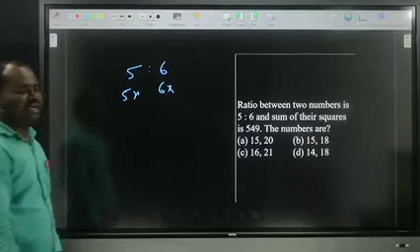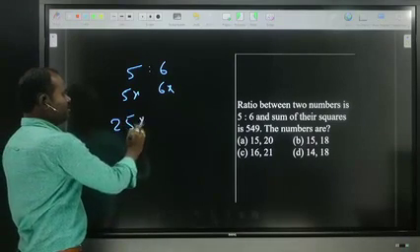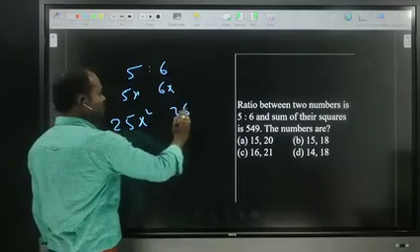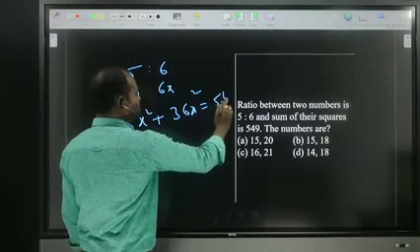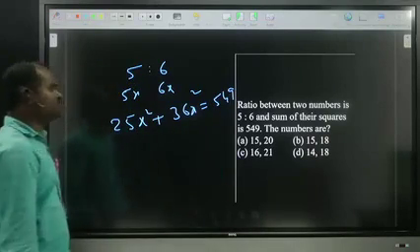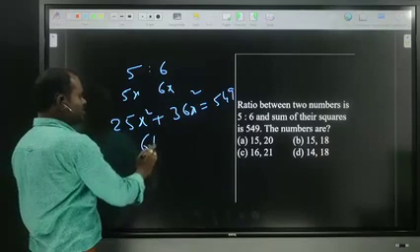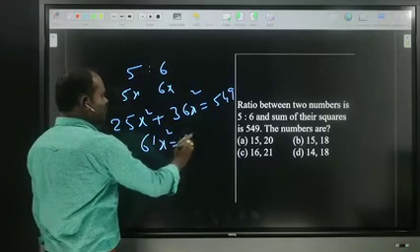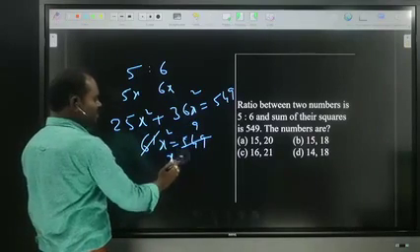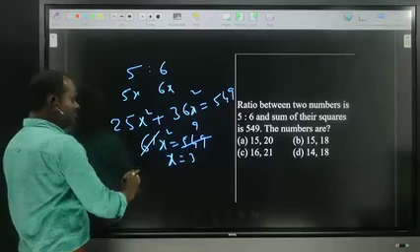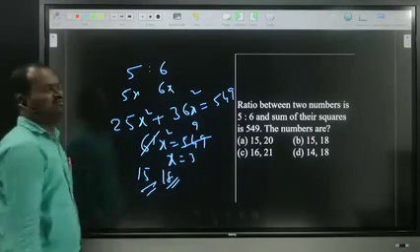What is the question? Sum of squares. The square of this one is 25x square, the square of this one is 36x square. The sum is equal to 549. 25 plus 36 is 61, so 61x square equals 549. 61 times 9. If x square is 9, x is 3. If x is 3, what are the numbers? 5 times 3 is 15, 6 times 3 is 18. The numbers are 15 and 18.